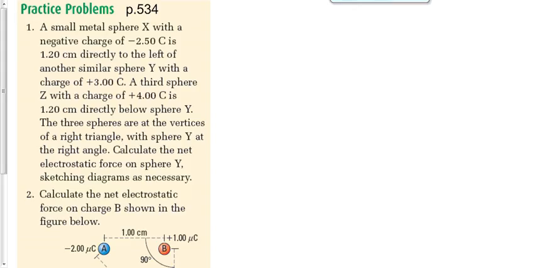All right, question number 1 says a small metal sphere X with a negative charge is directed to the left of another one Y. So this is going to be X, this is going to be Y. X has a charge of negative 2.5 coulombs. Y has a charge of plus 3.0 coulombs. And they are 0.012 meters apart.